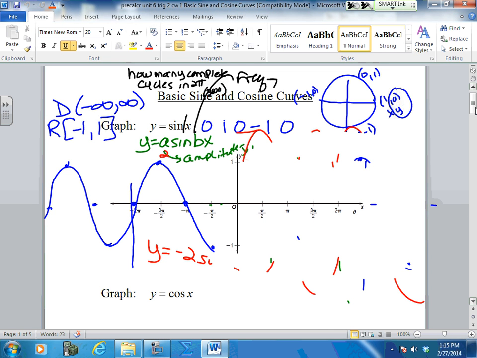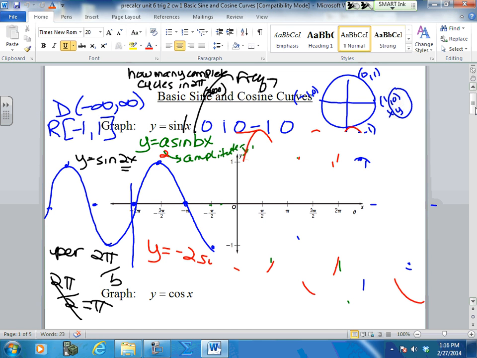Okay. Now, if we make this be 2, that means I want 2 cycles in 360. Therefore, how long does it take to complete 1 cycle? Pi. Very good. So your period is 2 pi over b. 2 pi over 2 gives me pi. If you have trouble with pi, think of degrees. If I'm going to complete 2 cycles in 360, it's going to take me half of that to do one of them. So my period would be 180, and 180 is the same as pi.